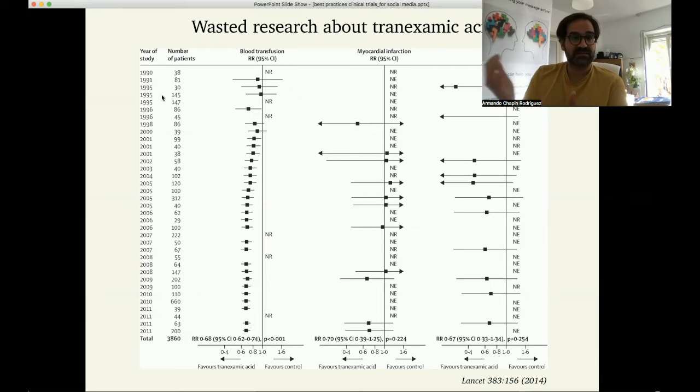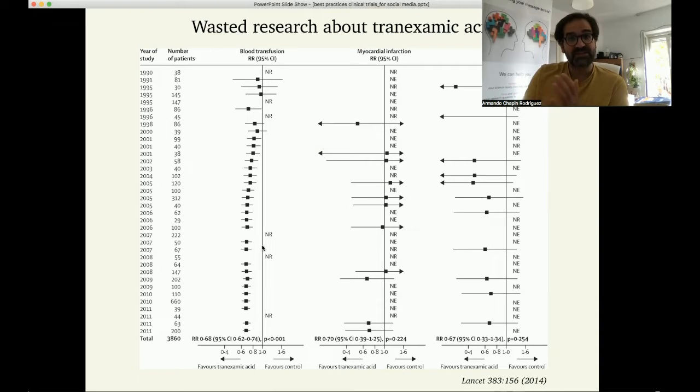So for the last 30-some years. And what you see is that almost all the studies that have been done have had sufficiently large patient samples and have been well defined and designed to address whether tranexamic acid reduces the need for blood transfusion. And so you see that there's a tremendous consensus. Yes, tranexamic acid does reduce the need for blood transfusion.